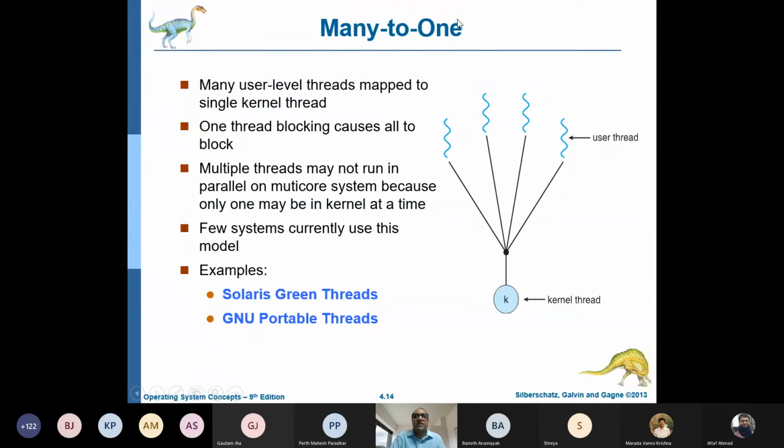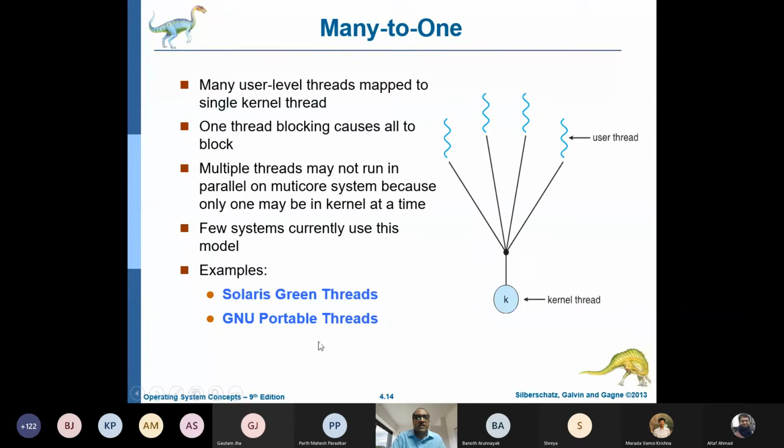Anyway, these are not much used as of now. Earlier, this threading model was used, but right now, the basic drawback is that you cannot use this threading model on a multi-core system. That's the basic limitation of this particular model. And these are some of the example operating systems that support these particular threads.